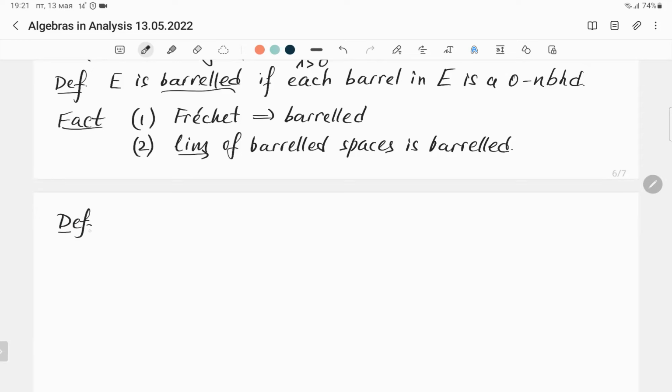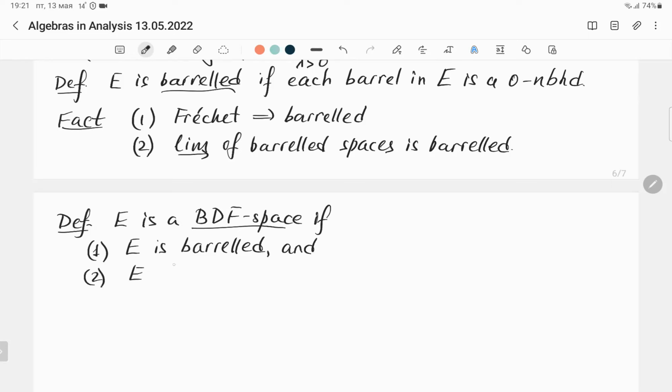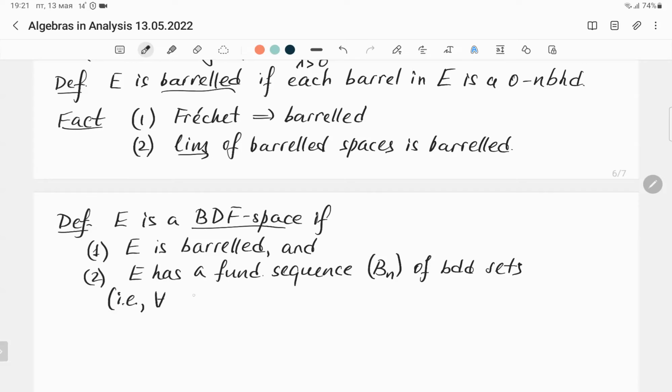I will now give the following definition. We say that E is a BDF space if it satisfies the following conditions. First of all, it is barreled. And second, it has a fundamental sequence of bounded sets, say Bn. Fundamental means that each bounded subset B in E is actually contained in one of the sets Bn. Clearly, a Banach space has this property. You can just take closed balls of radius n.